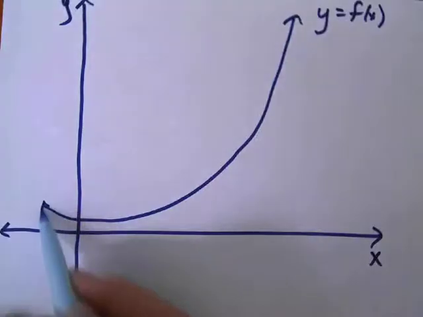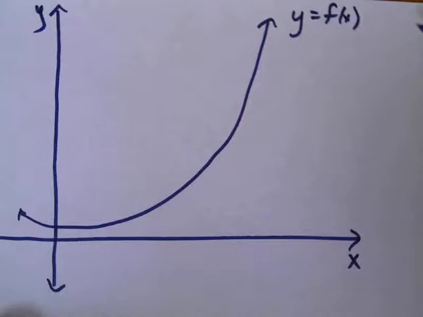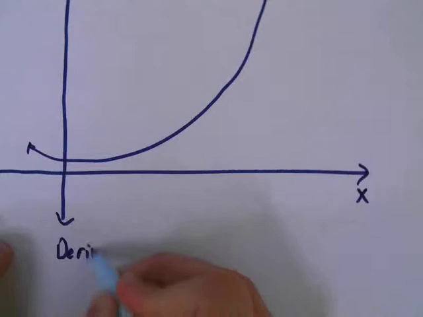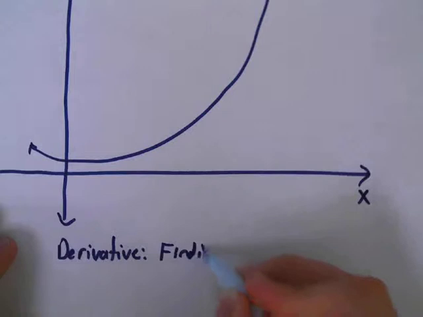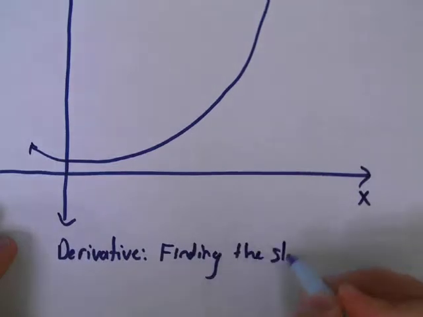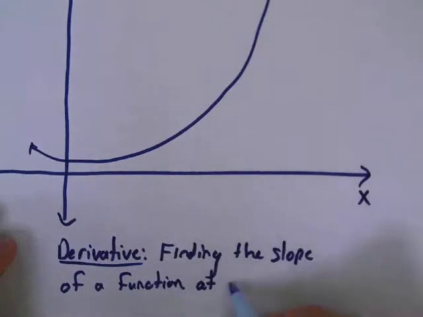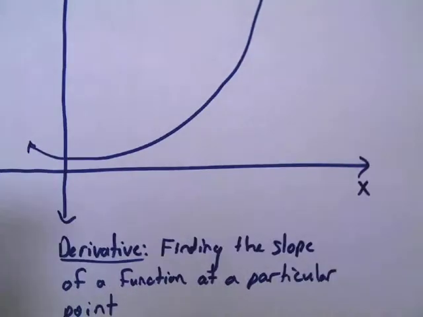Okay, so the derivative is the process of finding the slope of a function at a particular point. Alright, and let's write that down. Maybe we'll write it down here. Finding the slope of a function at a particular point. So that's what we're doing with this particular function. All right, that's what a derivative is.